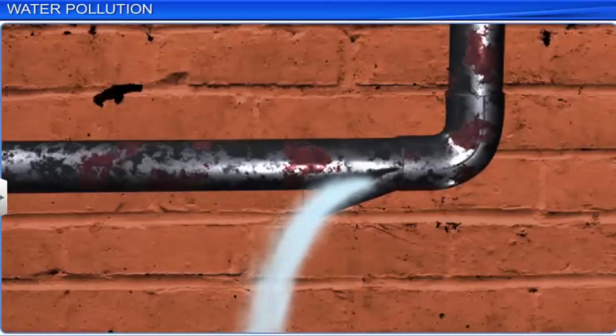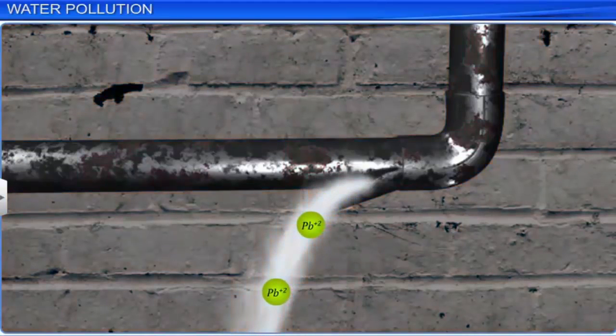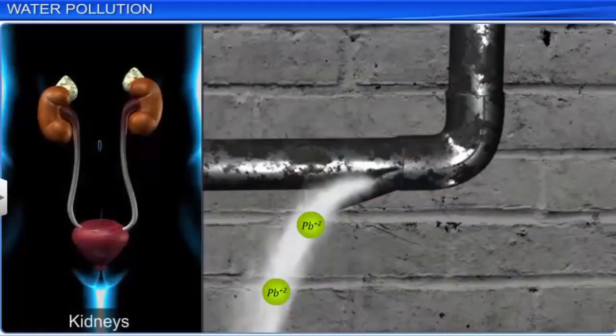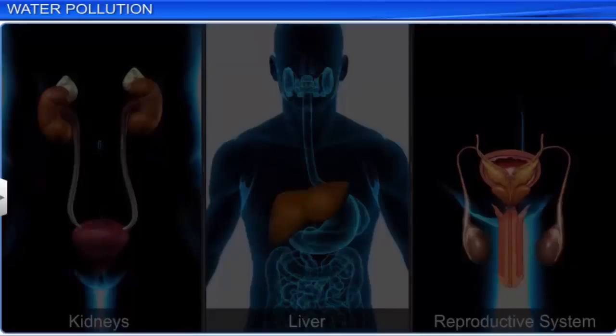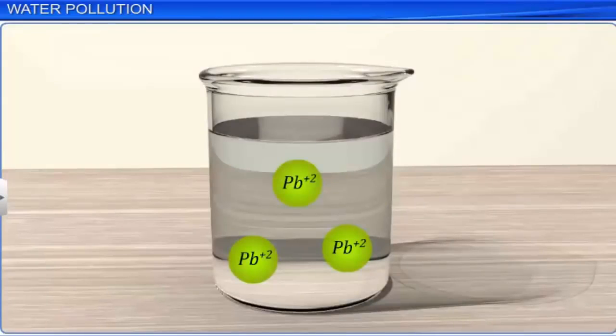Drinking water usually gets contaminated by lead that comes from water pipes. Excessive concentration of lead can cause damage to the kidney, liver, and reproductive system. The concentration of lead in drinking water should not exceed 50 parts per billion.